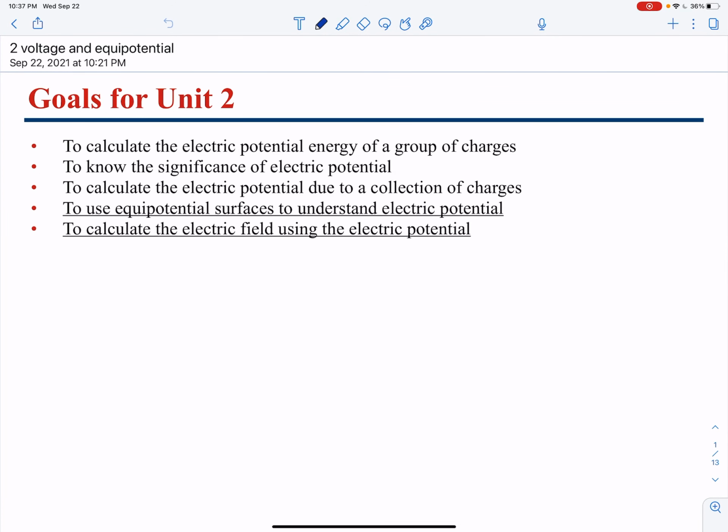Good morning, third period. I'm off in Boston today, so we're going to talk about how to calculate electric potential energy from a group of charges.